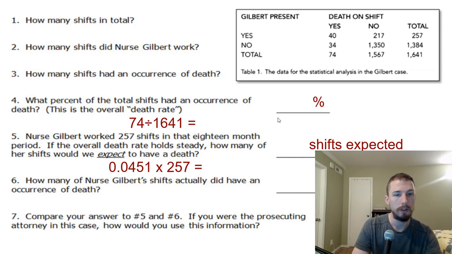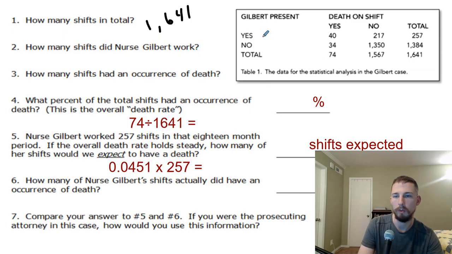So how many shifts were there total? Total deaths, yes and no, and if we add those two together, that gives us the total in the bottom right here. So there were 1,641 shifts total. How many shifts did Nurse Gilbert work? So was Gilbert present? Yes. On 40 of those shifts there was a death, and 217 were not. So the total number, the marginal distribution of the shifts that she was present and not present, adds up to 257. Ooh, that was a mess.